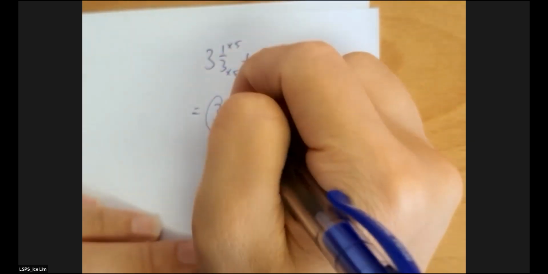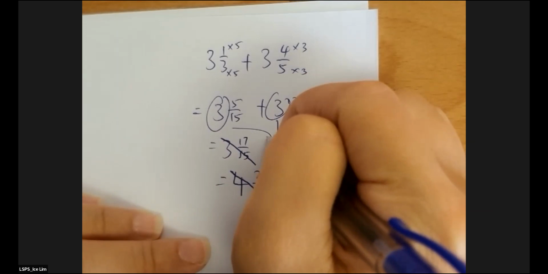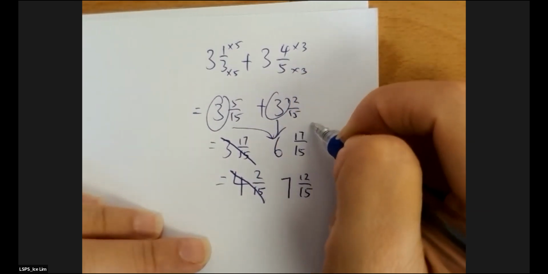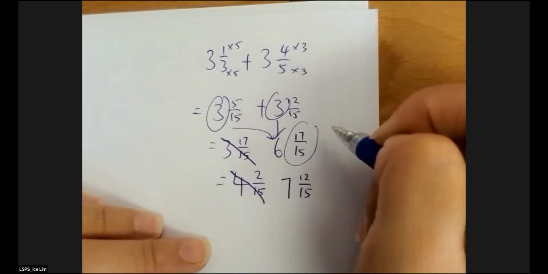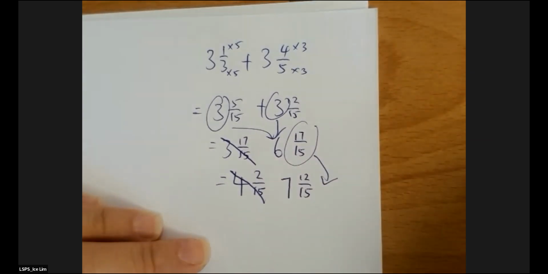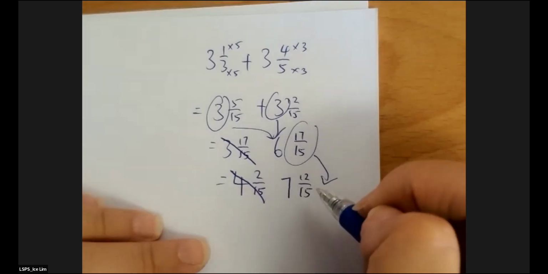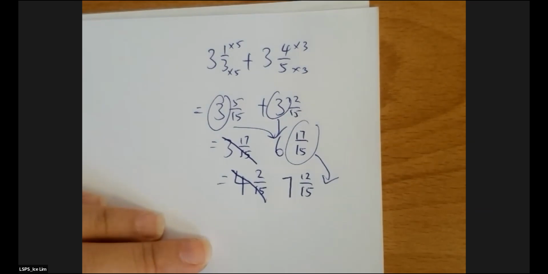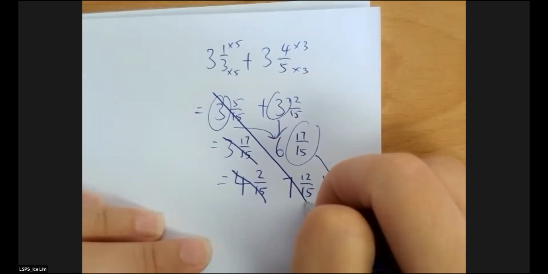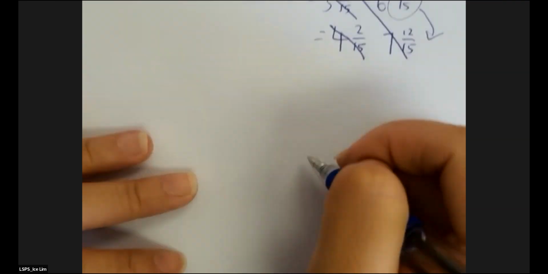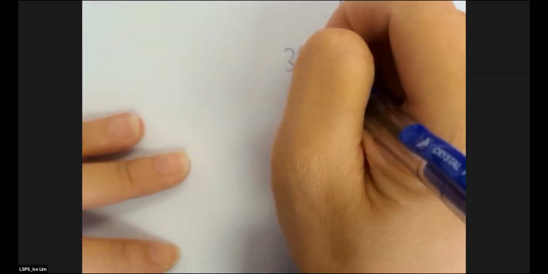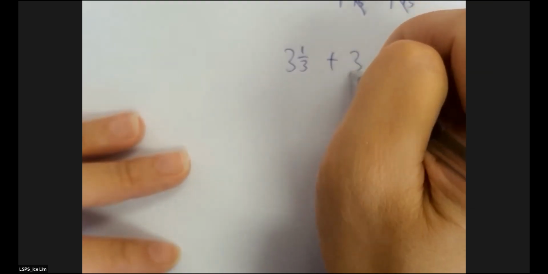You have to add the whole numbers. Get the whole numbers, and then you get the proper fractions, and then you have to convert the proper fractions. Oh gosh, so many mistakes here. Let's do it over: 3 1/3 plus 3 4/5.